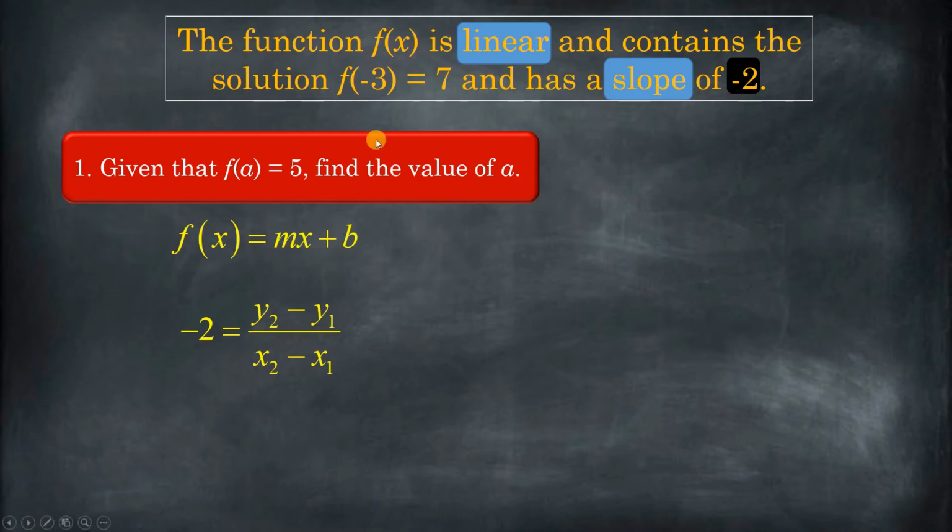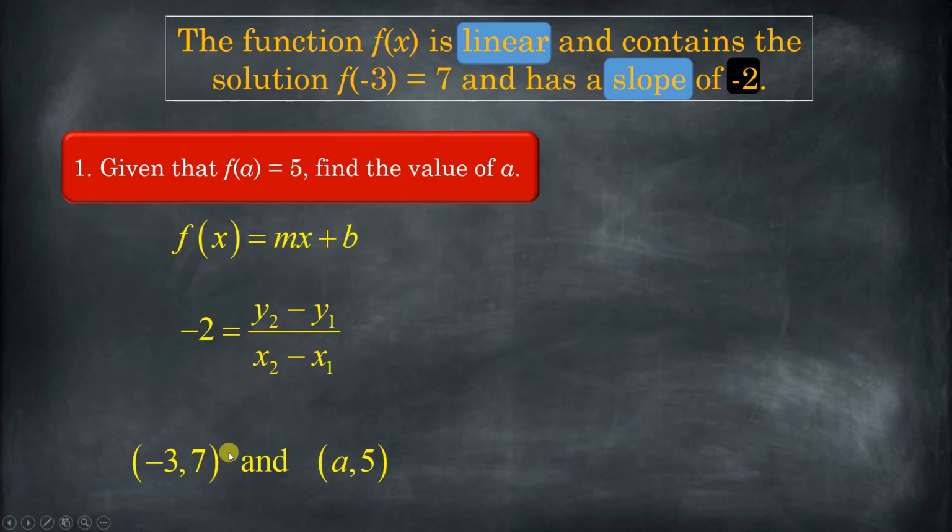All right, now, here's the leap of faith. This is the part that's a little bit tricky. You see, this is x and this is y. So we have a coordinate, (negative 3, 7). We also have a coordinate, (a, 5). Remember, this is the input, that's the output. Whatever's in the parentheses is the input, that's the x-coordinate. This is the output, the y-coordinate.